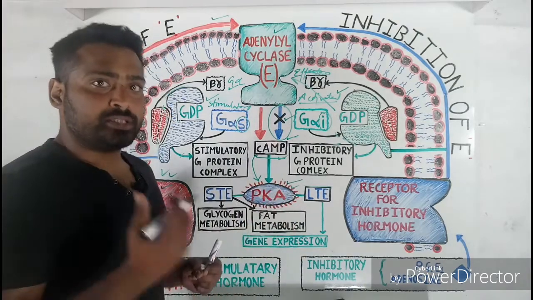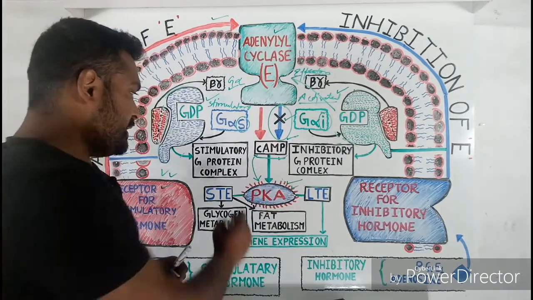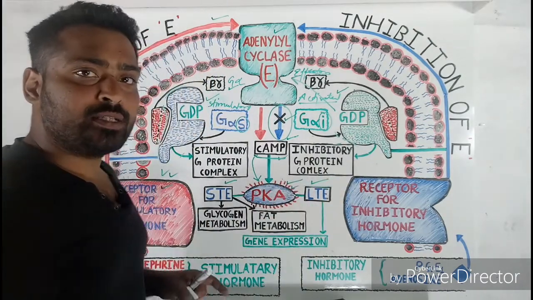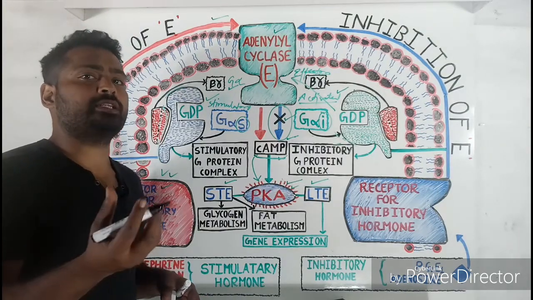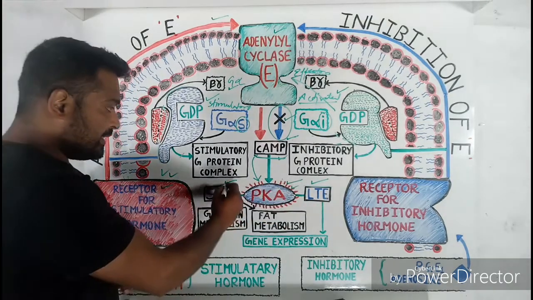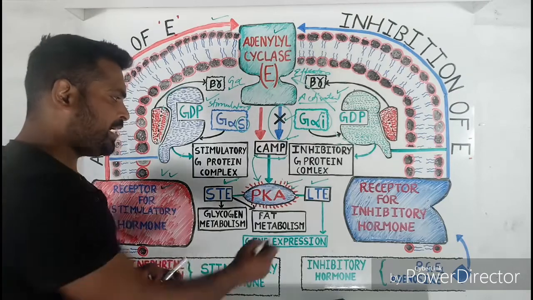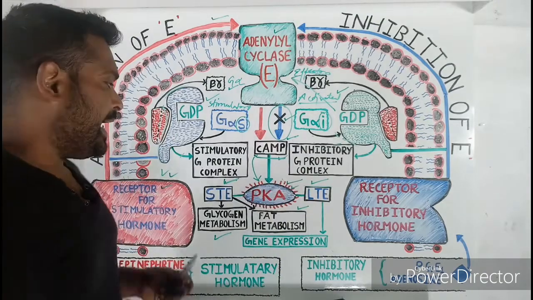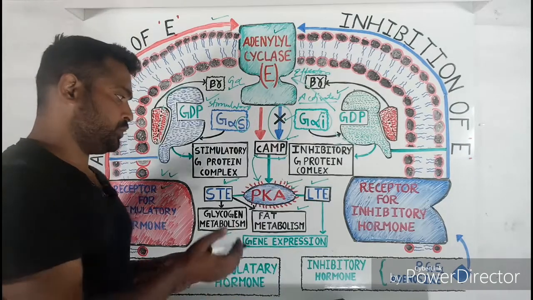Now those effects or results are of two types. The effects by PKA are of two types: the short-term effects and the long-term effects. As the name suggests, short-term effects means the responses which last for milliseconds to seconds. In this category, we have many responses, but I have listed only two here: the glycogen metabolism and the fat metabolism. I have already made videos on these topics in detail. You can check the description box if you want to study about this.